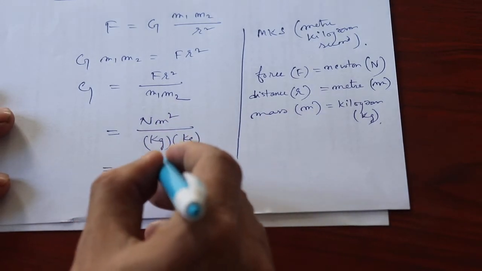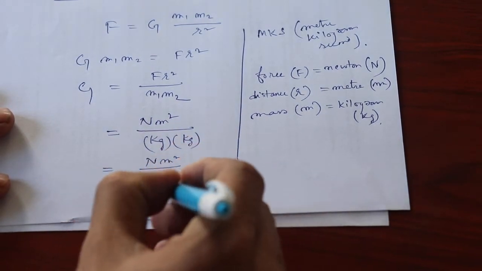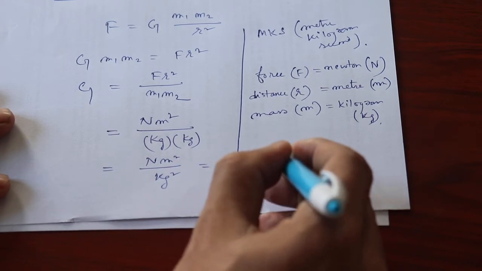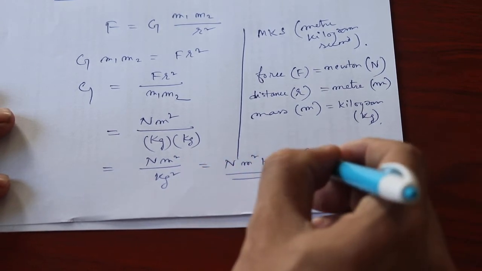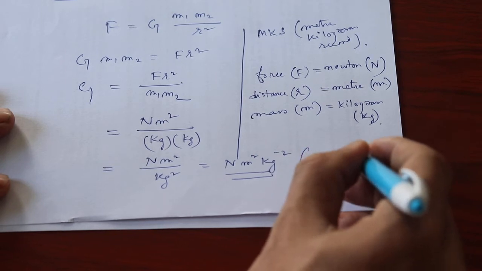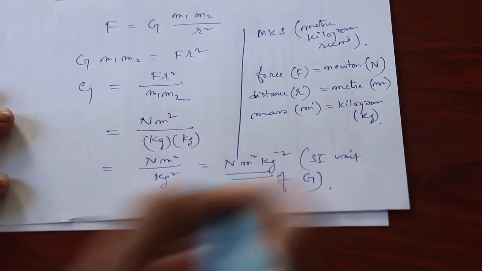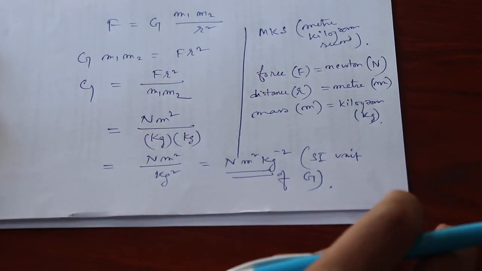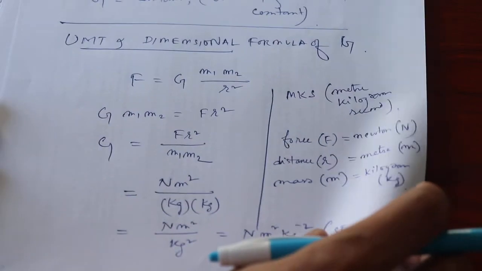So finally you have N m square and 1 kg square, which is equal to Newton meter square per kg square. This is what? The SI unit of G. Okay, so this is the SI unit of G. So now you have learned how to write the SI unit of G. Then we'll go ahead and find the dimensional formula.